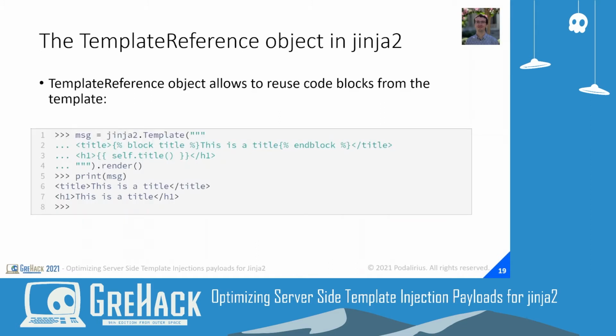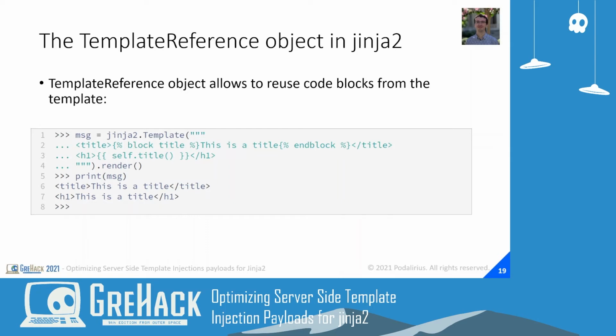So inside jinja2 templates, you have something in the language which allows you to reuse code blocks. In this example, I create a block named title where I put the value "this is title", and I can reuse it in line 3 using self.title to access the previously created block. I just have to render the template, and here we have line 6 and line 7 with the same string, which is the block title.